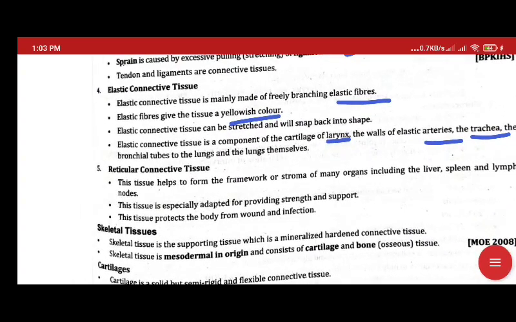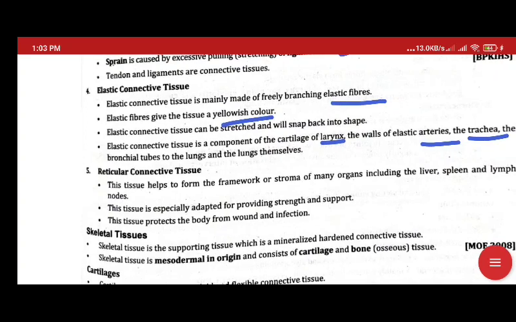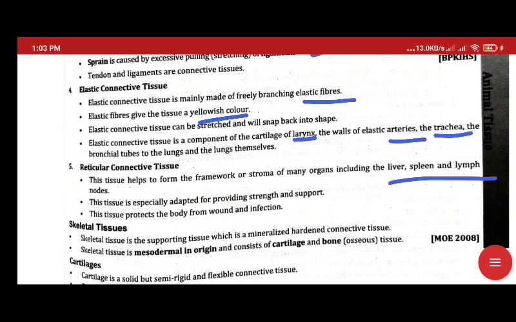This is the example. Now reticular tissue also makes what? Support for the immune system. It is present in the liver, spleen and lymph nodes, adapted for strength. And that immune system works in wounds and infection.